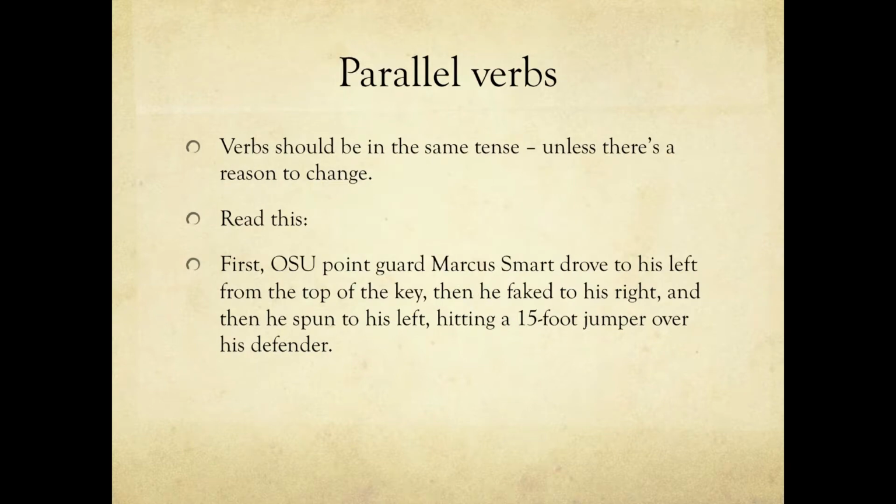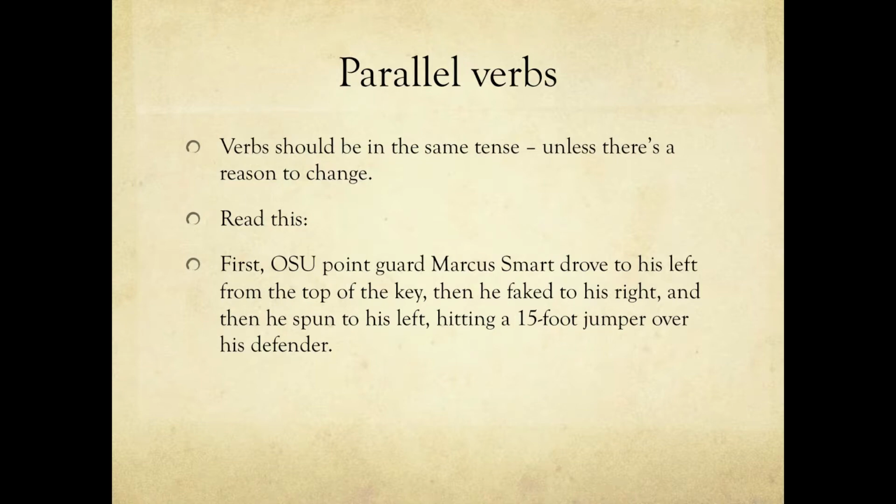All right, so really what we want here is we want verbs to be in the same form. We definitely don't want to change verb tense in the same sentence unless there's something that has to do with the meaning of the sentence that brings that on. But usually what we're going to do is use the same verb tense in each sentence. And here we have, first, OSU point guard Marcus Smart drove to his left from the top of the key, then he faked to his right, and then he spun to his left, hitting a 15-foot jumper over his defender.